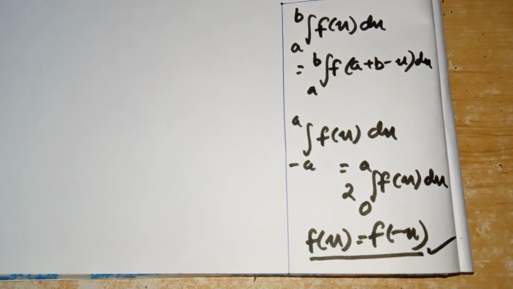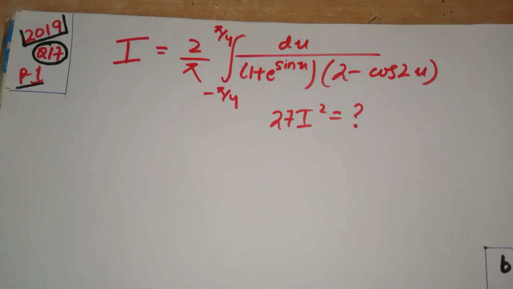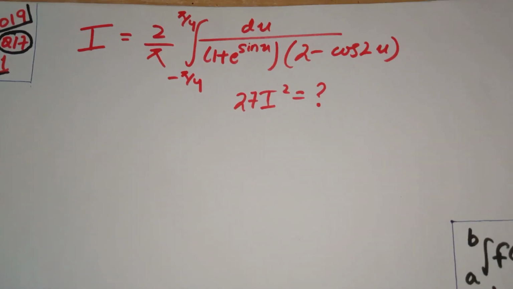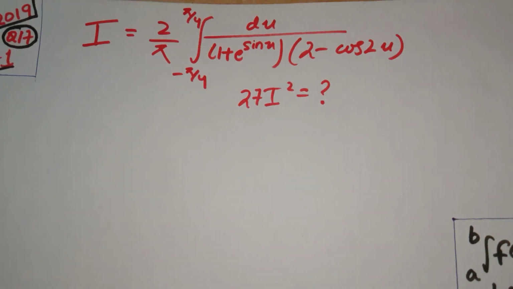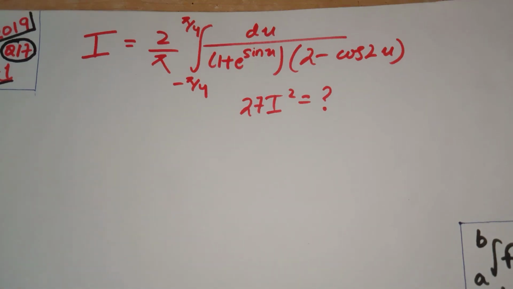Having understood this, let's start our question. So from the question, the very first step that strikes our mind is the a to b formula, the formula that we discussed here, f of a plus b minus x. So let's start it.